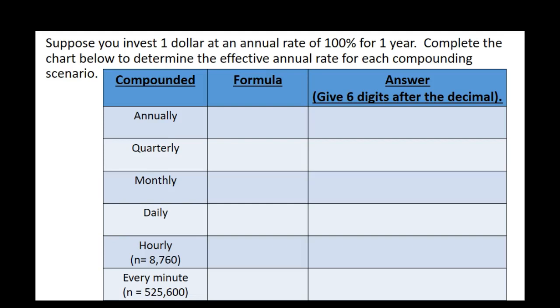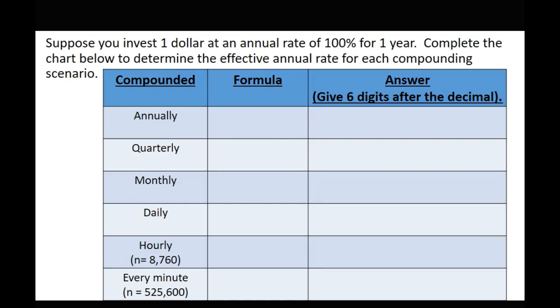All right, so suppose you invest $1 at a rate of 100%. So $1, right, at a rate of 100%. So what's my R value whenever my percent is 100? 1. I heard someone say it earlier. I just wanted to get a few more people on board. I think it's 1. If you move the decimal over twice, you get 1. So 100% is 1 as a decimal.